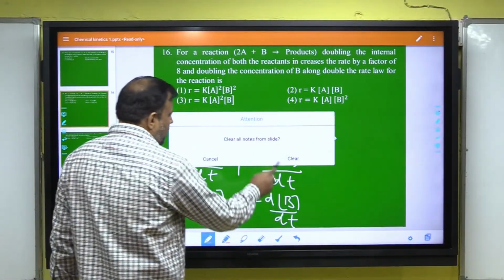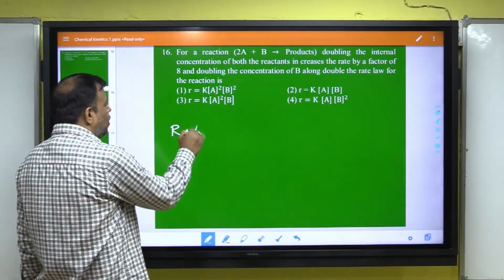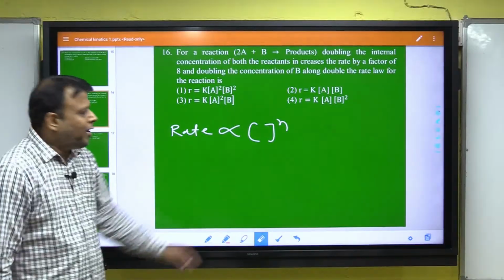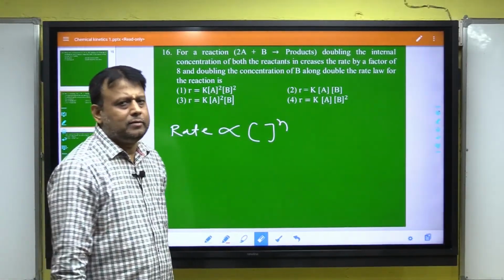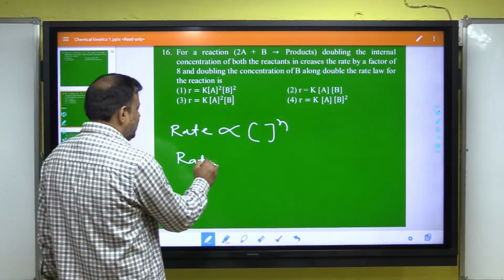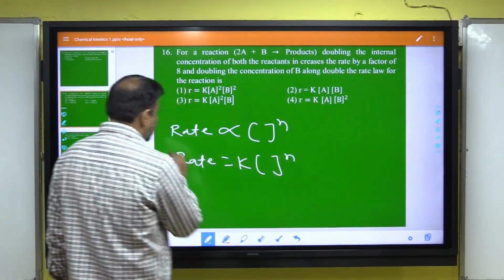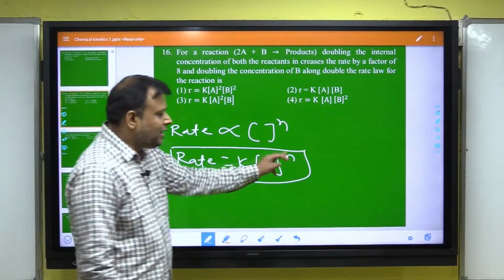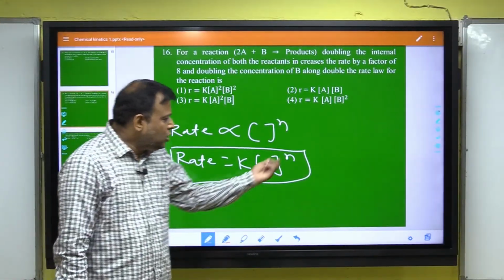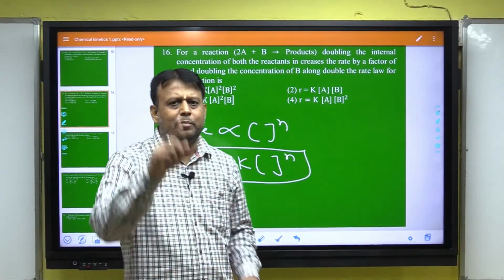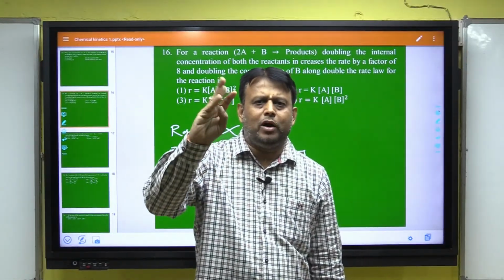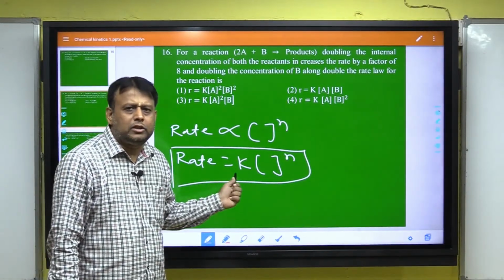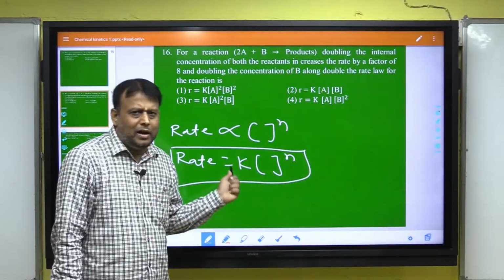Next, rate law. Rate law: rate is proportional to conc to the power n, where n is always experimental, and rate is equal to k conc to the power n, where n is the order, and n is always obtained from experiment. n may be 0, negative, fractional, 1, 2, 3. Listen, K is called the experimental rate constant.